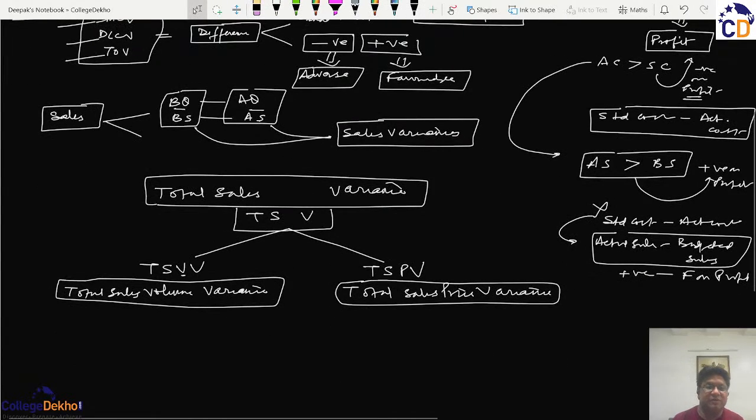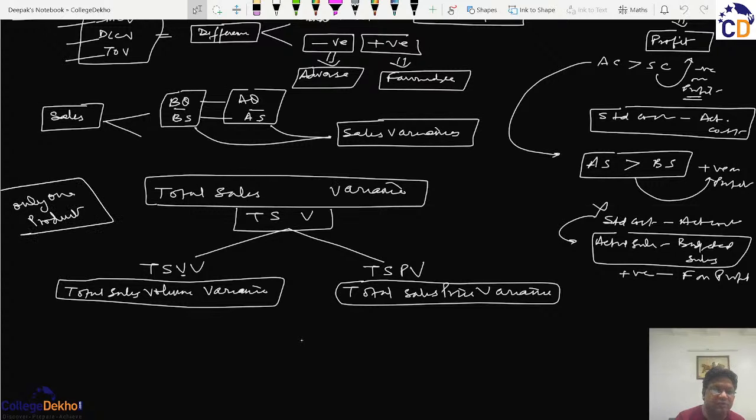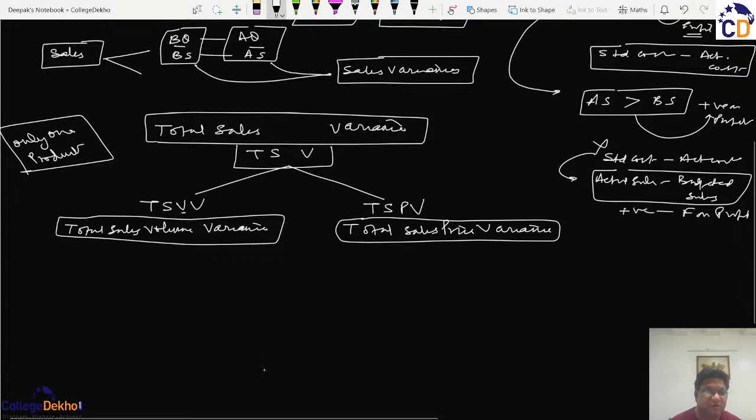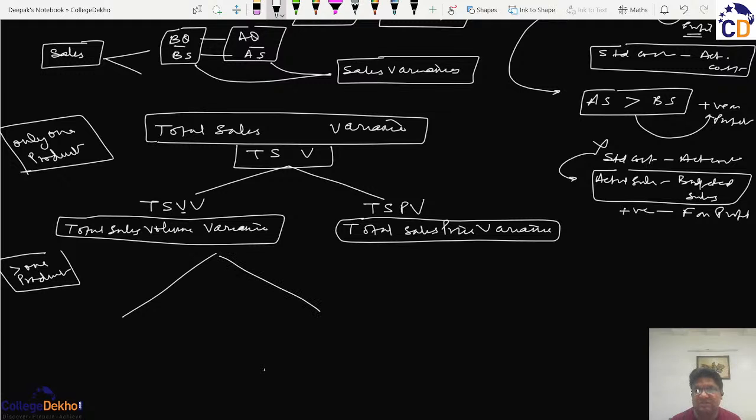And like in the earlier cases, these three variances will be there only if we have only one product. That is, the business is involved in the sale of only one product. If we are involved in the sale of only one product, then we will have three variances. But if there is more than one product, then in addition to the above three variances, we will have two new variances. That is, the volume variance will be further subdivided as total sales sub quantity variance and total sales mix variance.